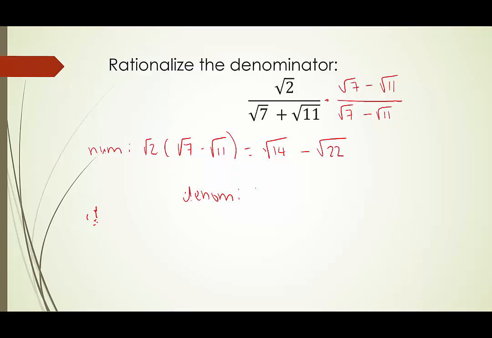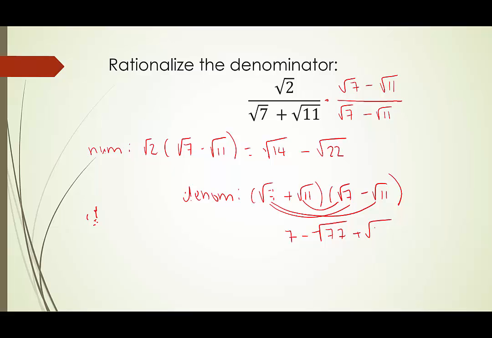All right. Now we're going to look at the denominator. We have the square root of 7 plus the square root of 11 times the square root of 7 minus the square root of 11. The square root of 7 times the square root of 7 is 7. This is going to be minus root 77. This is going to be plus root 77. And root 11 times negative root 11 will be minus 11. So here we see the root 77 and the negative root 77 cancel. 7 minus 11 is negative 4. That's just a coincidence that this happened to be the same as the denominator last time.